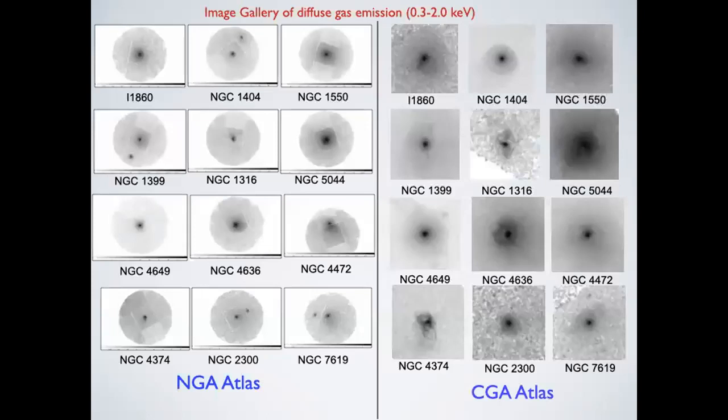And this is a gallery of diffuse gas emission for a selected sample of galaxies. What I want to show here is the difference in behavior that you see amongst the temperature and the iron abundance map for many of these galaxies. So for example, NGC 4636 is here. And what we see here is this cool front in the center, which we now know is related to the AGN outburst in the past.